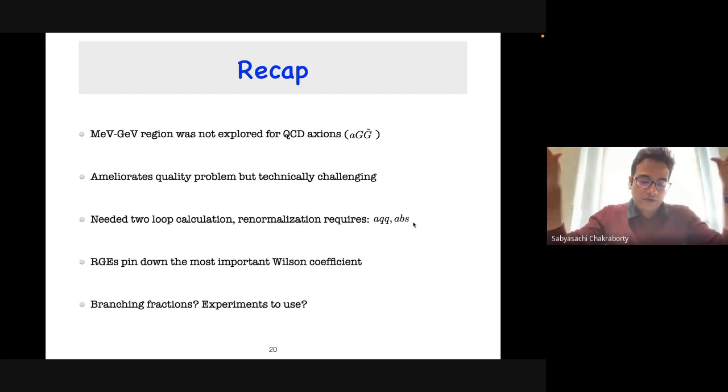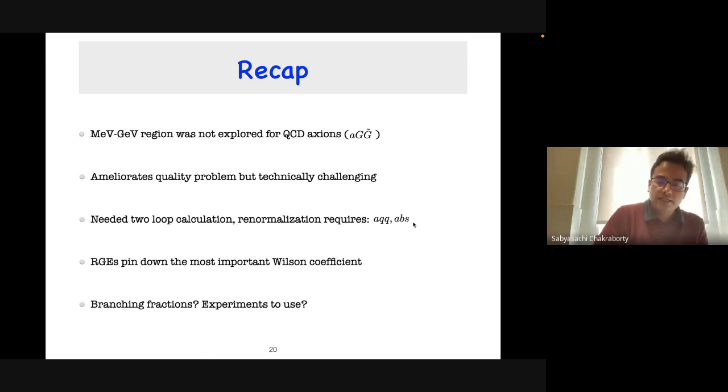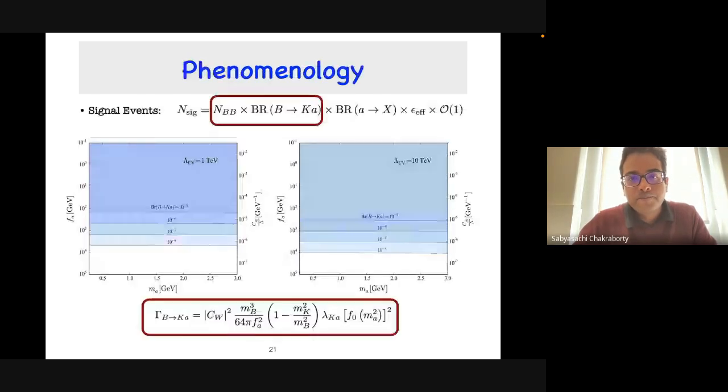Now, when you have all the three operators, you run them down using RG evolution. You match at the W scale where you get the Wilson coefficient CW. You can again run it down to the bottom mass scale where the experiments are running, and then use the experimental numbers to constrain what the effective scale is. Before going into the details of the experiments, we would like to do a back of the envelope calculation.